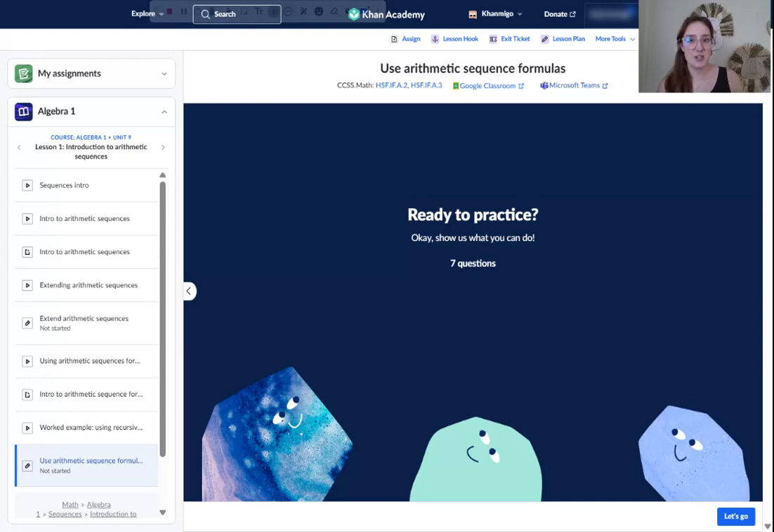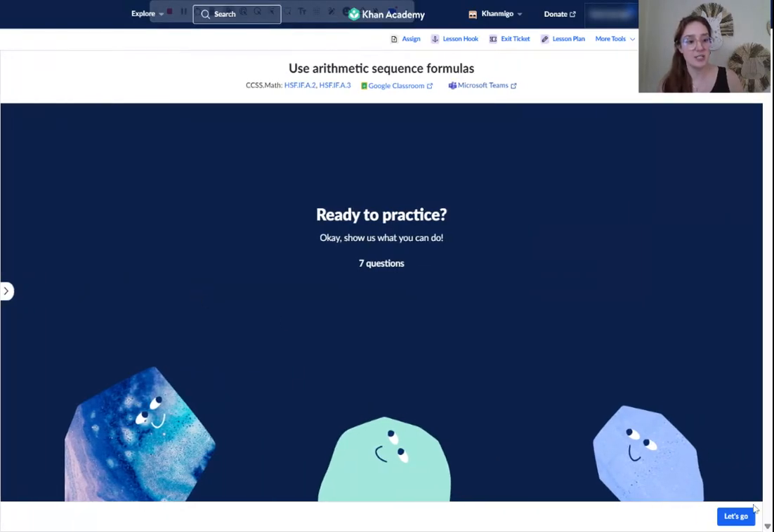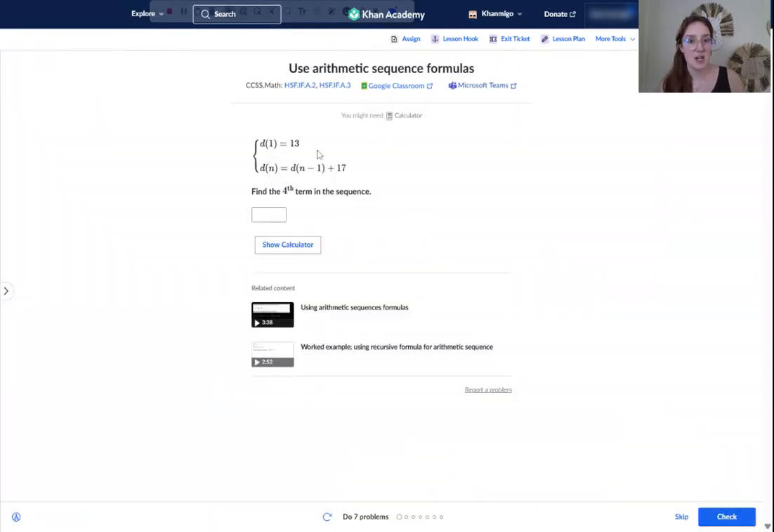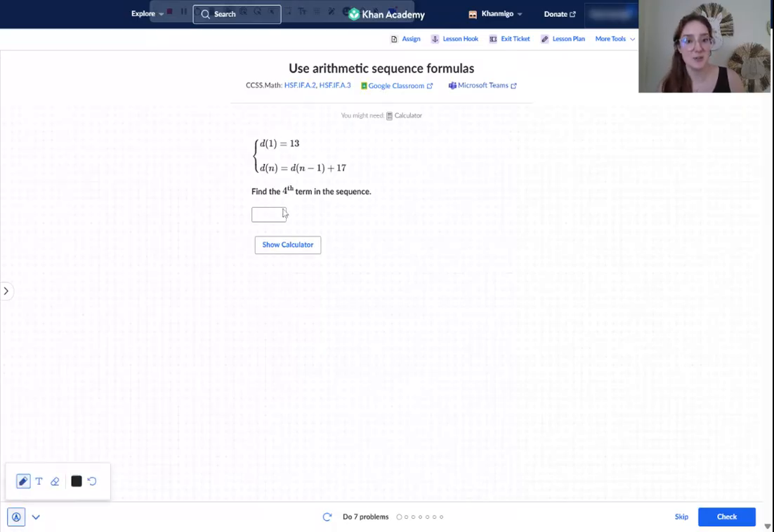Hi guys, we're looking at your 2.1 homework using arithmetic sequence formulas. So let's go ahead and try it out. All right, so this is kind of like cumulative, covering recursive and maybe some explicit formulas. So let's see. This notation is looking similar to our beautiful recursive formula.